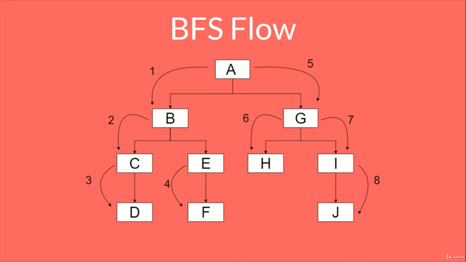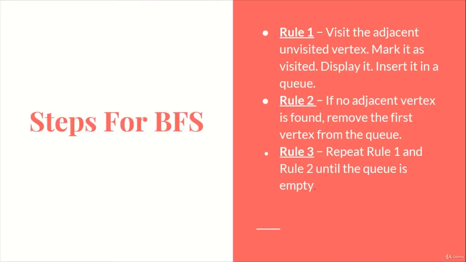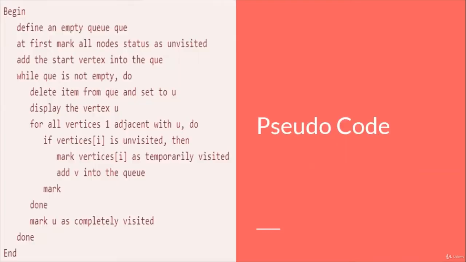The BFS algorithm uses queues which follow the FIFO policy. The algorithm follows a three-step procedure and each step is repeated until the queue is emptied. The rules are as follows. Rule 1: Visit the adjacent unvisited vertex. Mark it as visited, display it and insert it in a queue. Rule 2: If no adjacent vertex is found, remove the first vertex from the queue. Rule 3 is repeat Rule 1 and Rule 2 until the queue is empty.